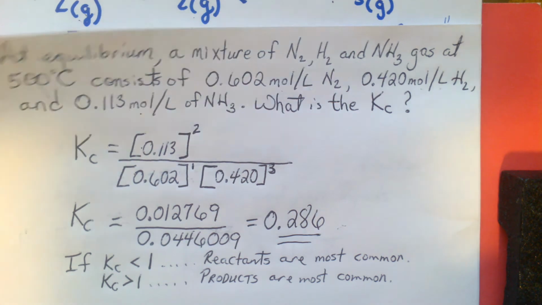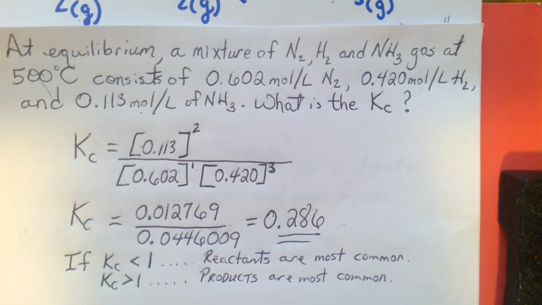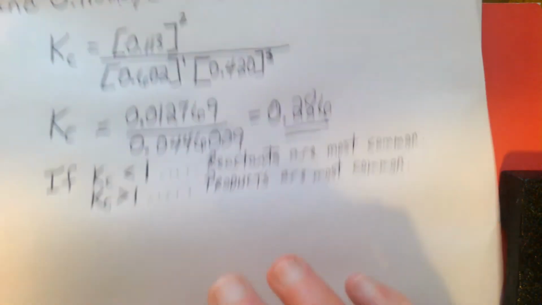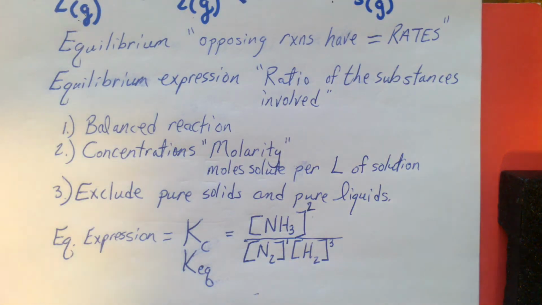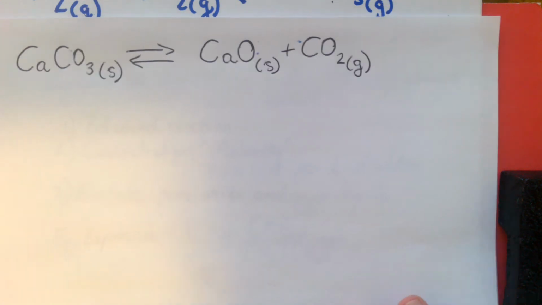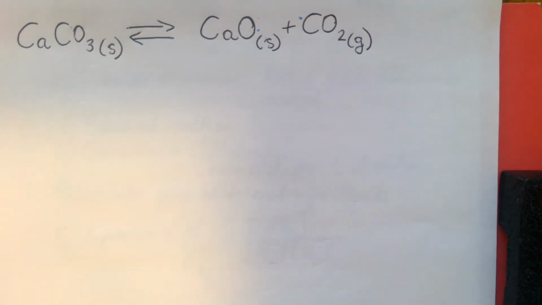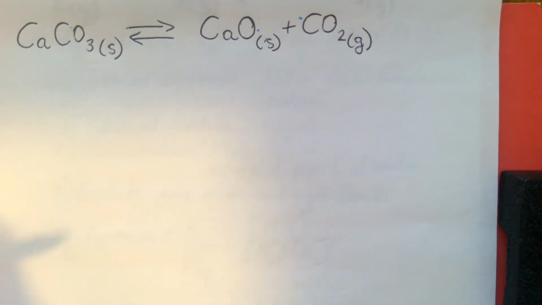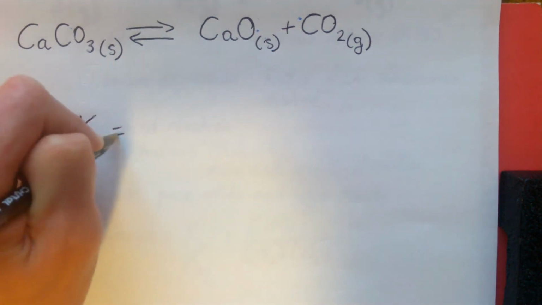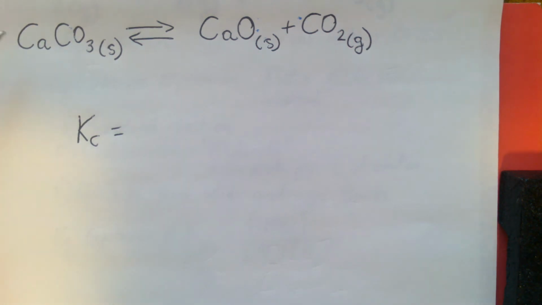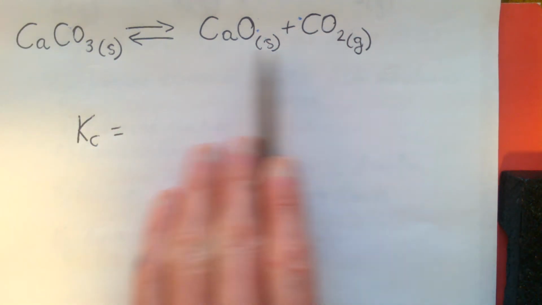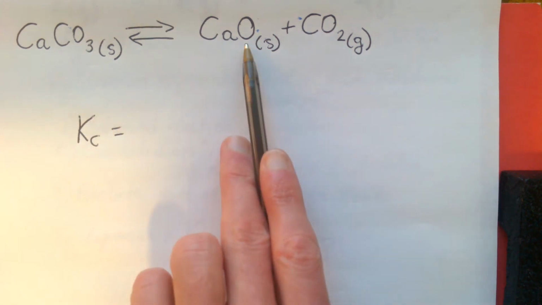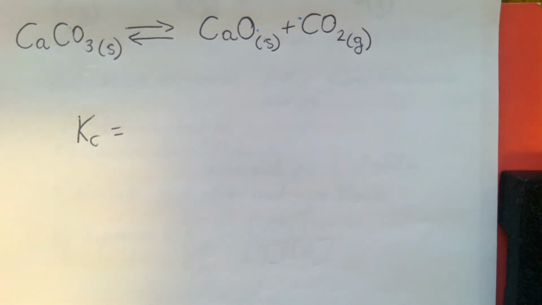Now, let's move on and try another example where we write the equilibrium expression. So, here's another reaction for us. We've got a decomposition of calcium carbonate going to calcium oxide and carbon dioxide. Let's remember, when we write an equilibrium expression, there are 3 things we must remember. First, we have a balanced chemical equation. We've got it balanced: calcium 1, carbon 1 apiece, oxygen 3 on the left and 3 on the right. So, number 1, balanced equation.